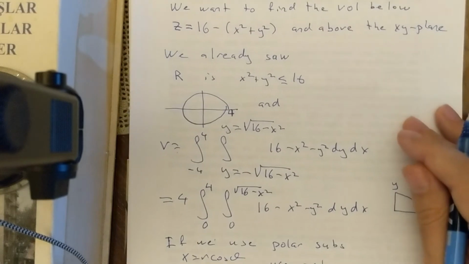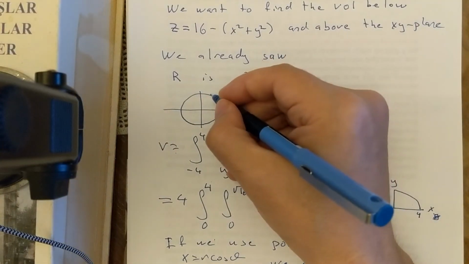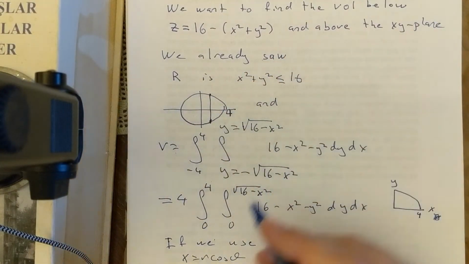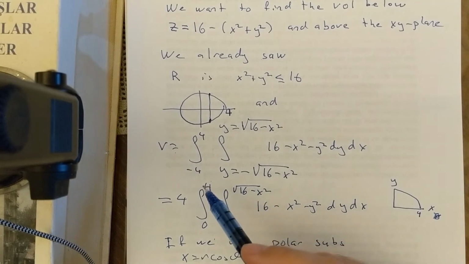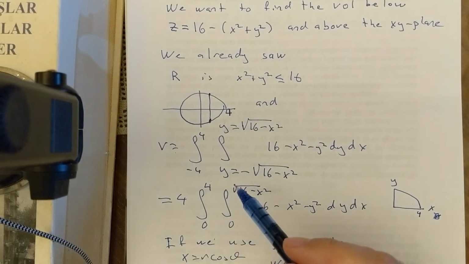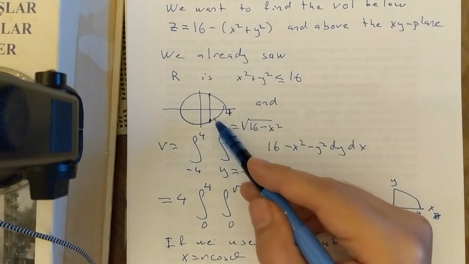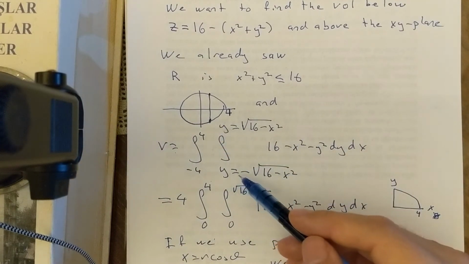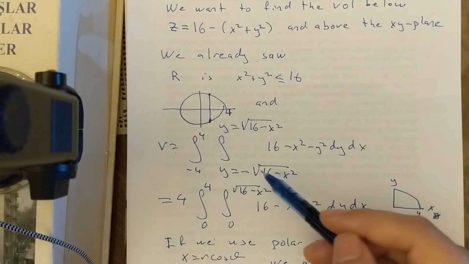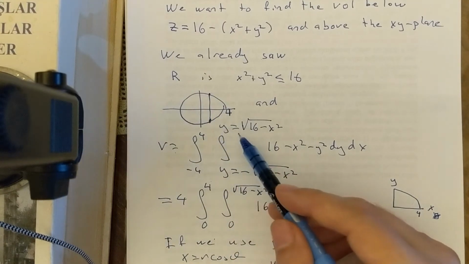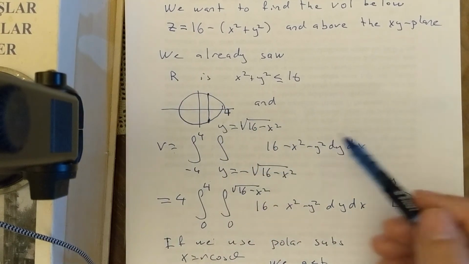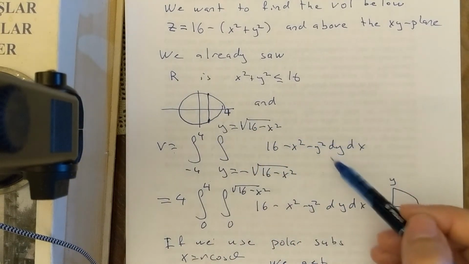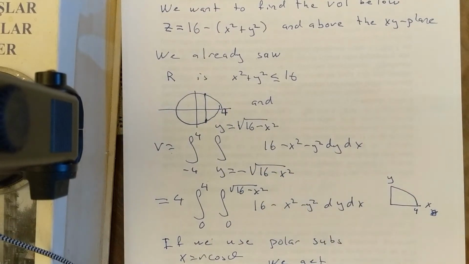When we did vertical elements, we got this nasty integral, minus 4 to 4. And y is going to change. The lower half is y equals minus square root of 16 minus x squared. The upper half is y equals square root of 16 minus x squared. The function f of xy dy dx, because I'm doing vertical elements.